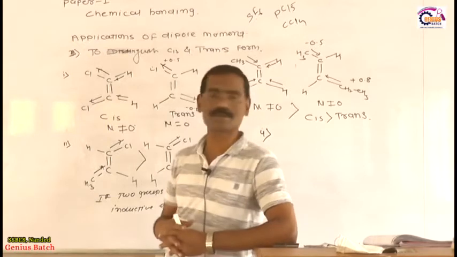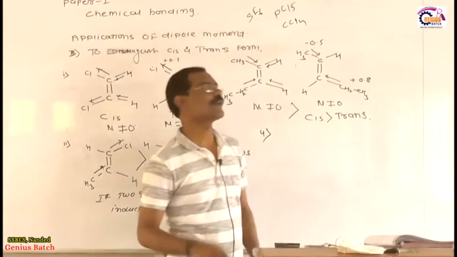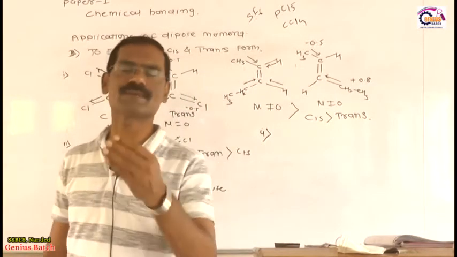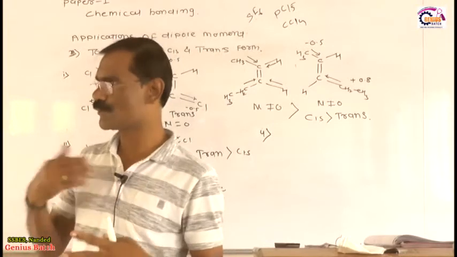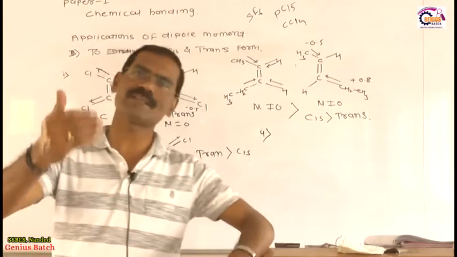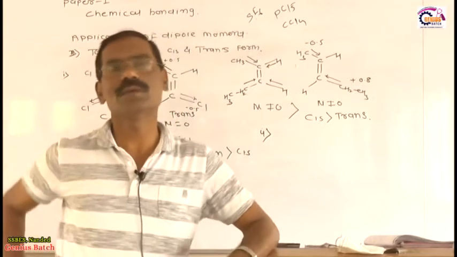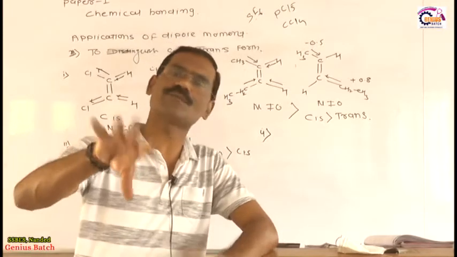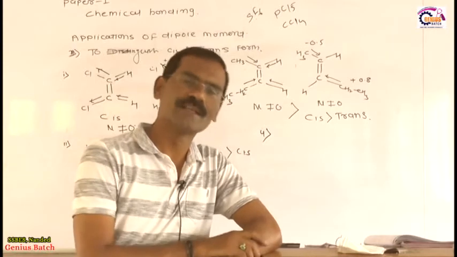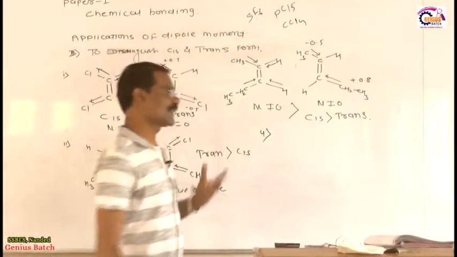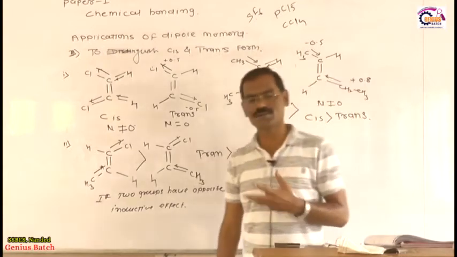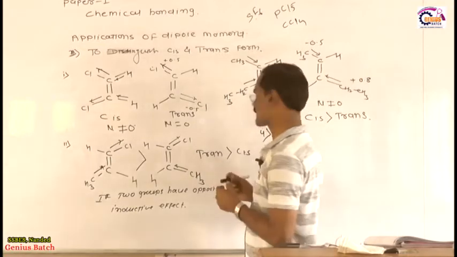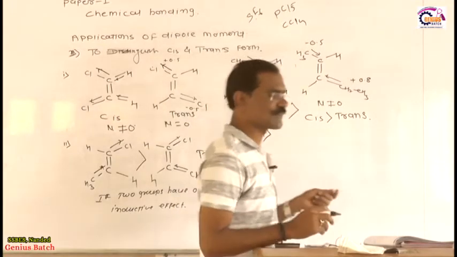The second application we completed is the calculation of percent ionic character. How to calculate percent ionic character? Percent ionic character is equal to the experimental value of mu divided by the theoretical value of mu, times 100. The experimental value is given in the problem. The theoretical value we calculate by using the formula mu is equal to Q into D. By balancing the units you get the answer. And finally the third application is to identify cis and trans geometry. And the fourth application is to locate the position of substituents in an aromatic compound.